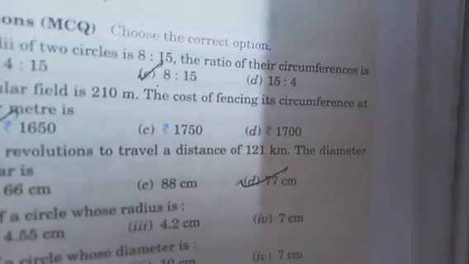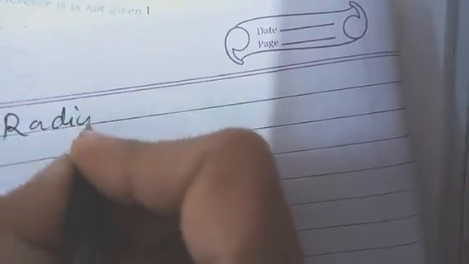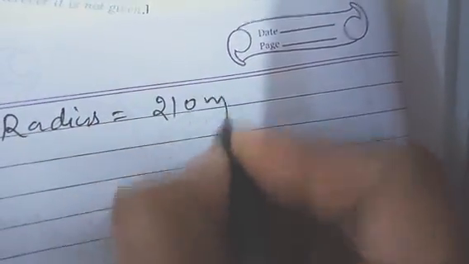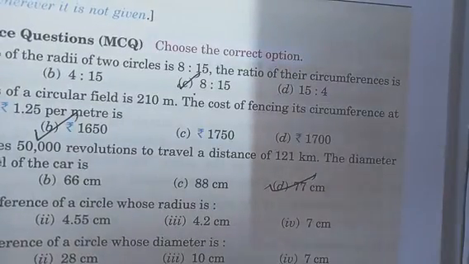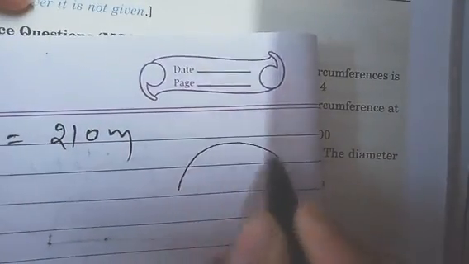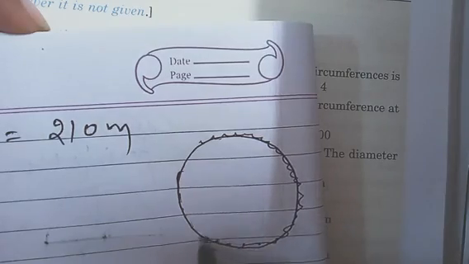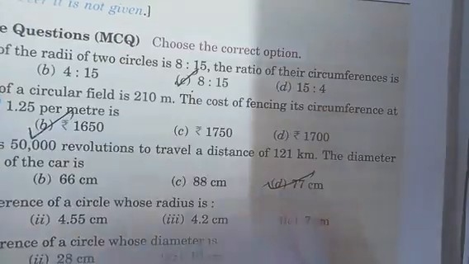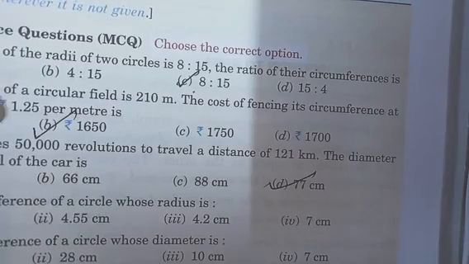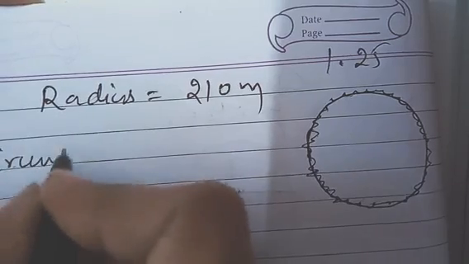Next MCQ. The radius of a circular field is 210 meter. Radius is given directly, 210 meter. Find the cost of fencing the circumference, means at its sides they want to do fencing. We have to find its cost if the rate of fencing is rupees 1.25 per meter, means the rate of 1 meter is 1.25. Firstly, what will we find here?